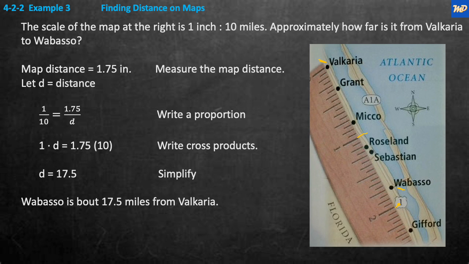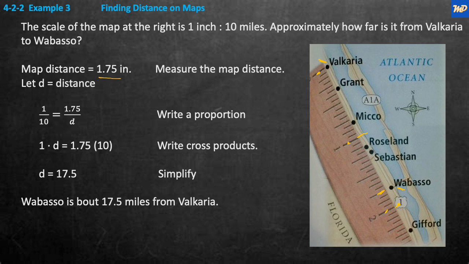So let's look at that. From here's Valkarai. This is 0 inches here. Here's 1 inch. And here's 2 inches. Well, we don't get to 2 inches. We get to 1 3/4 inches right there. So 1 3/4 inches is the distance, 1.75, from Valkarai to Wabasso. So the map distance is 1.75 inches.